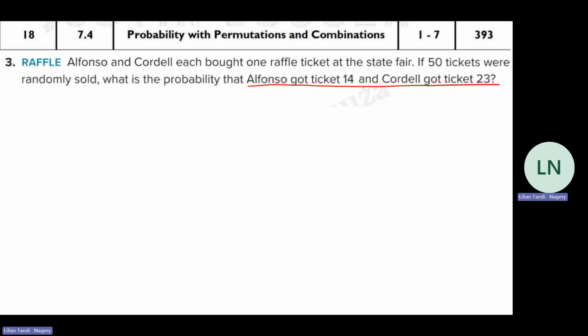Okay. And then I also know that there can only be one choice where Alfonso gets ticket 14 and Cordell gets ticket 23. There's only one of that. Okay, so first I need to find total permutations.